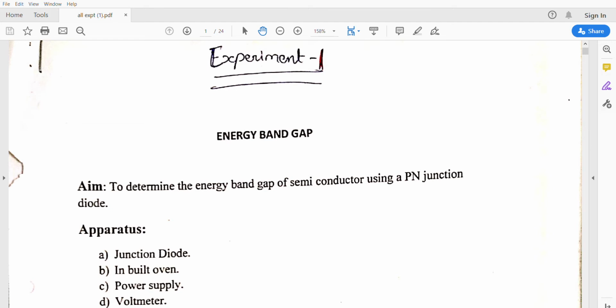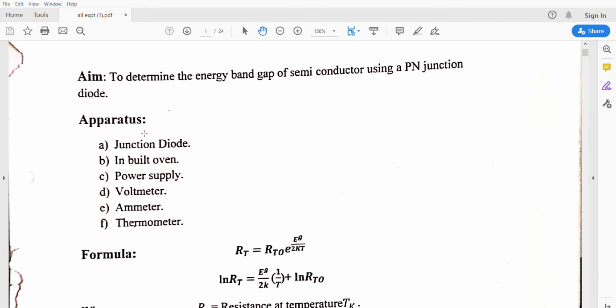For that we are using this apparatus. The apparatus are the PN junction diode, and second, the inbuilt oven, meaning a heater. To change the temperature and to heat that diode, we are using an oven or heater. Next is the power supply, then the voltmeter, ammeter, and thermometer. To start this heater, we need the power supply. By changing the temperature, we can calculate the current and voltage changes using the voltmeter and ammeter. The ammeter is used to measure the current, the voltmeter is for the voltage measurement, and the thermometer is for the temperature measurement.